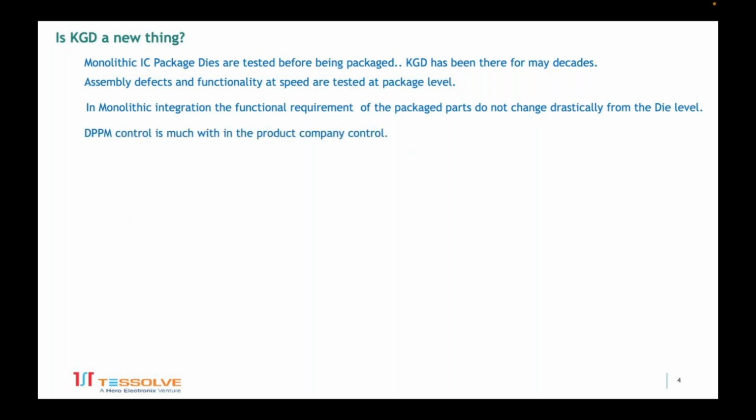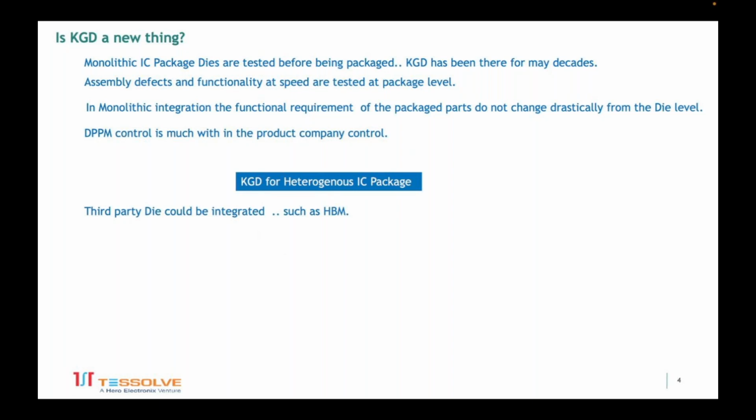And if you talk about the DPPM control of the die, it is that particular company's die, and whatever you do, you have control over the DPPM that you could commit to your customers. But if you look at the known good die for the heterogeneous package, it would be a 2.5D or 3D package. It could include a third-party die, for example HBM.